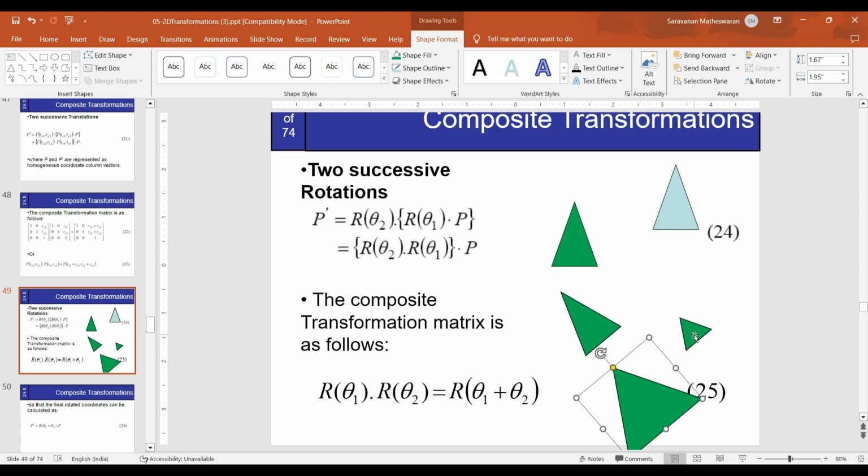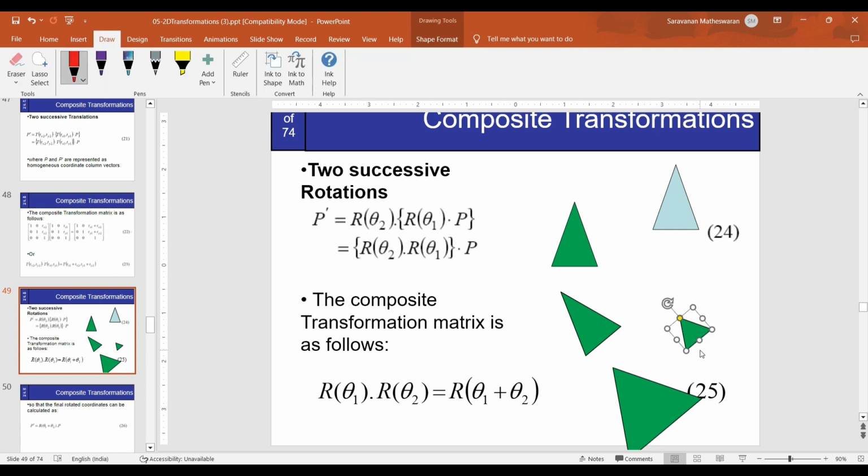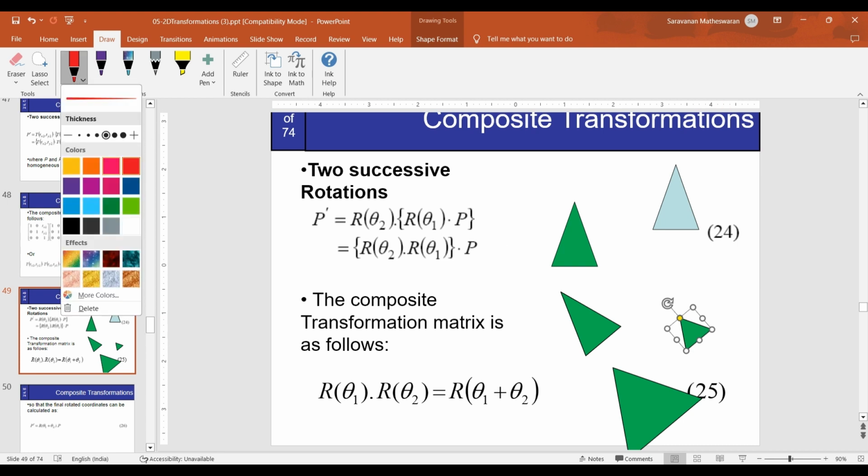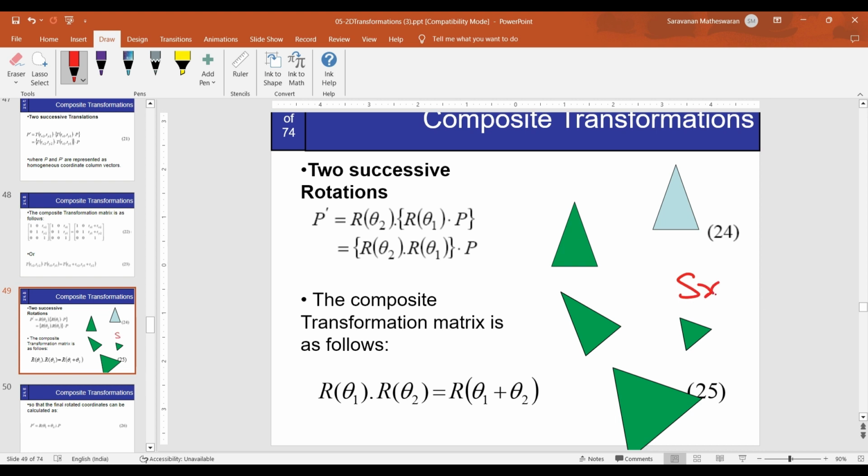In this composite, S of x and S of y become 0.5. In the other, S of x and S of y equal 2. The rotation angle is 30 degrees. The translating point moves from the original point to here, with T of x and T of y given as 5 points.